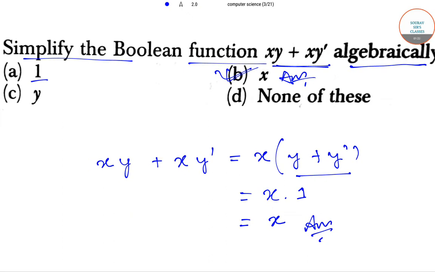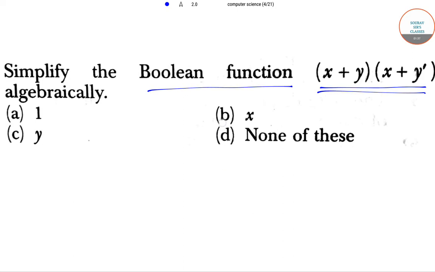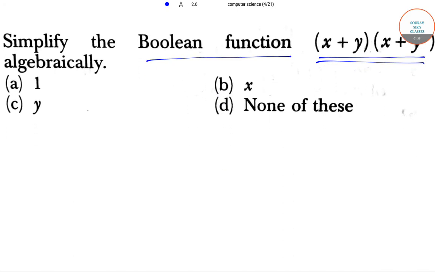So now let's move to the next question in this lecture. So here this is the question again about the Boolean function. So this is the function that we have given here. We have to simplify it algebraically. Okay. So now this is our equation, that is x plus y whole into x plus y dash.